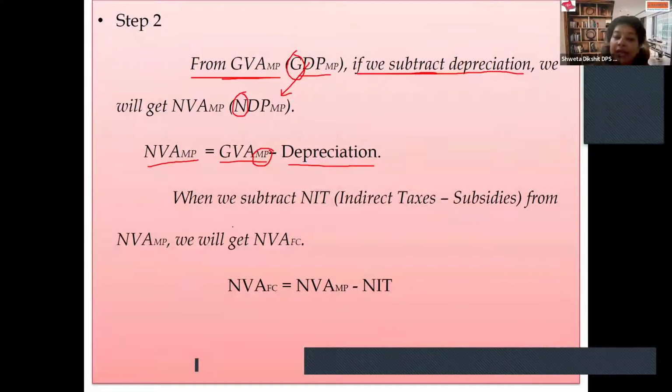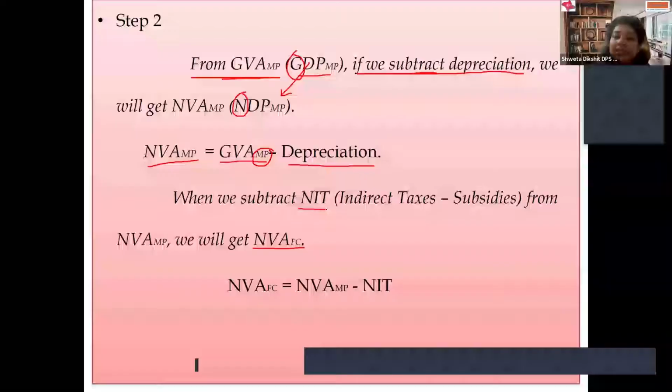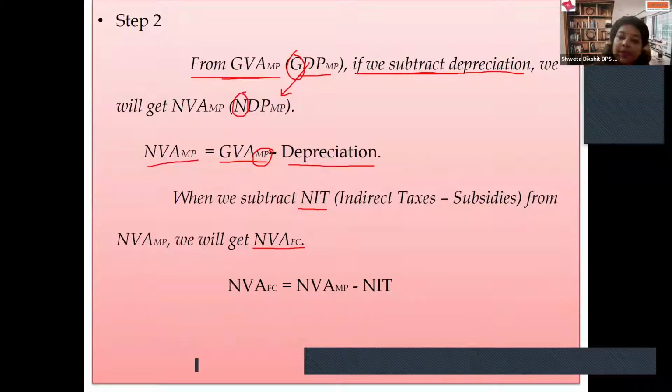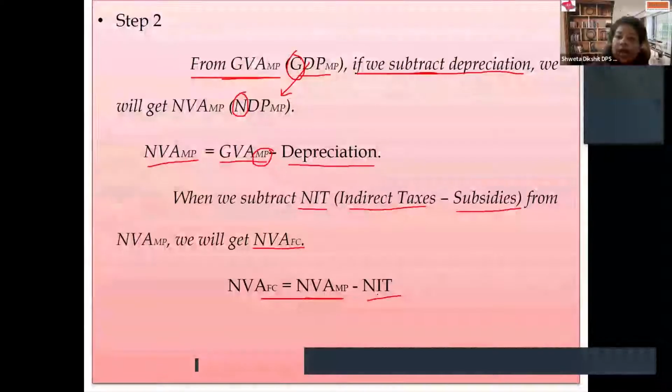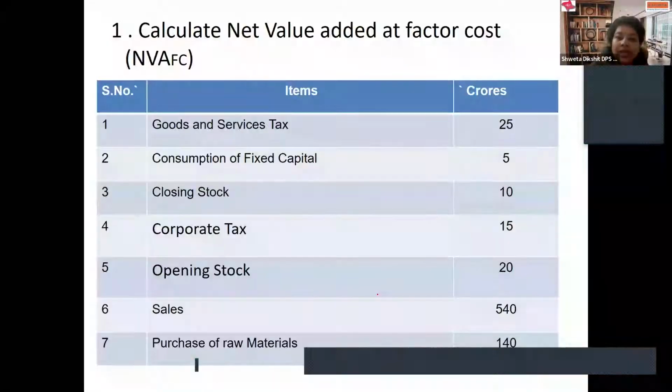Because if you have to find NVA at FC, you need to subtract NIT, which we discussed yesterday. NIT, that is net indirect taxes, helps to convert MP into FC and FC into MP. That means market price into factor cost and factor cost into market price. How do we calculate NIT? I told you yesterday that indirect taxes minus subsidy is the value of NIT. So NVA at FC is equal to NVA at MP minus NIT. I hope the second step is clear to you.